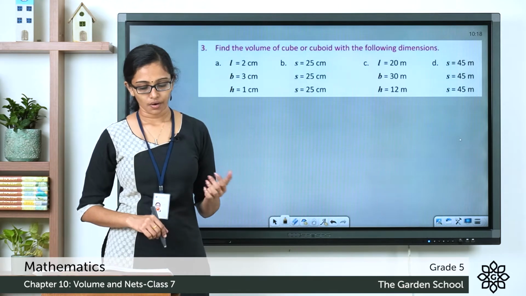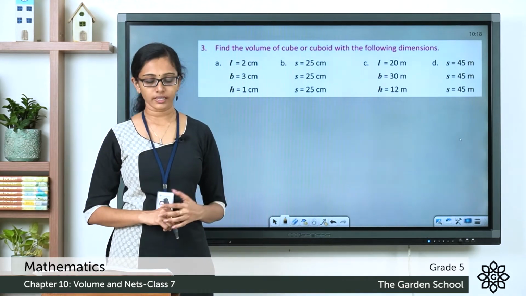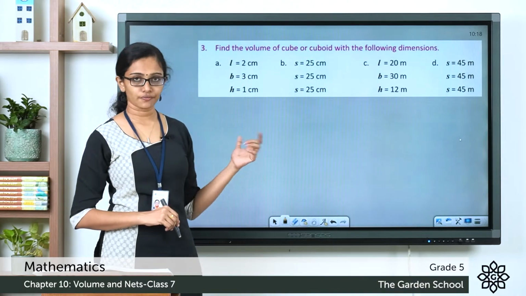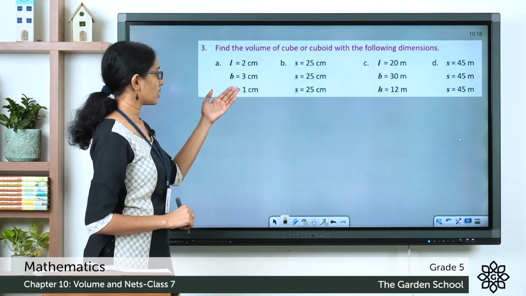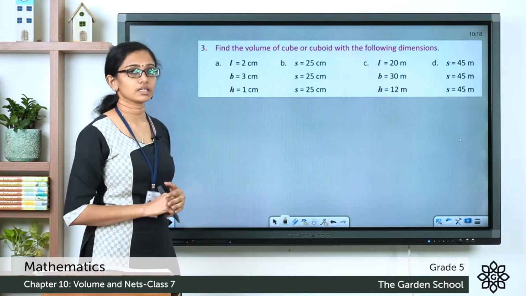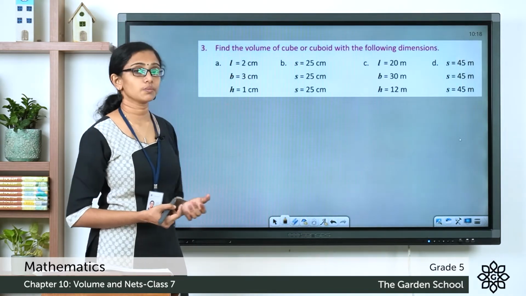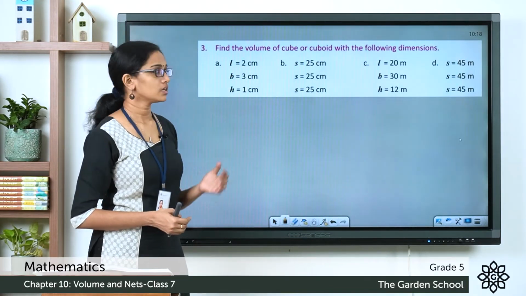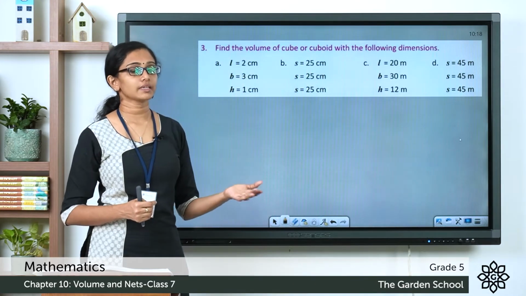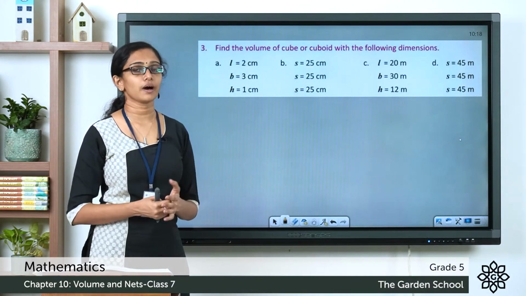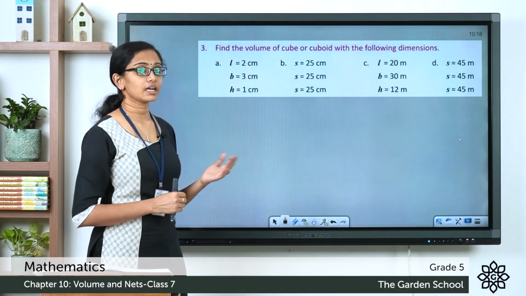Question number 3. Find the volume of cube or cuboid with the following dimensions. So you can see a set of 4 questions here. The first one, question A, you are given the length, breadth and height. So it means that it's a cuboid and you have to find out the volume of the cuboid here. Now how to find out the volume of a cuboid and what is volume? Volume can be defined as the space occupied by something, and the length, breadth and height are given.